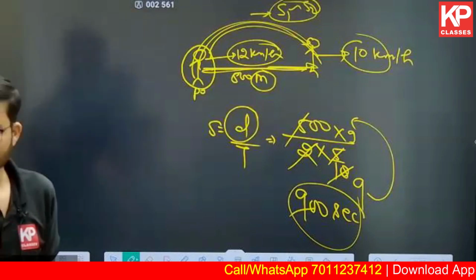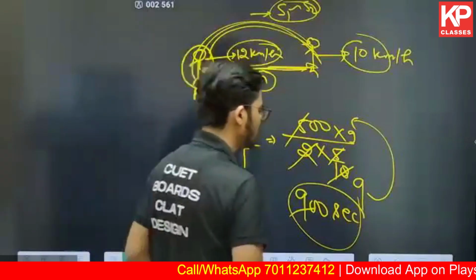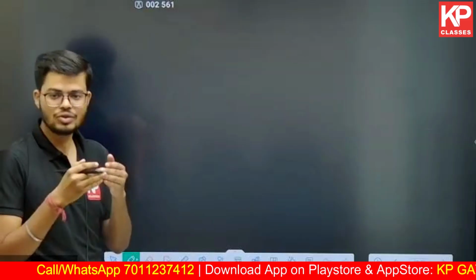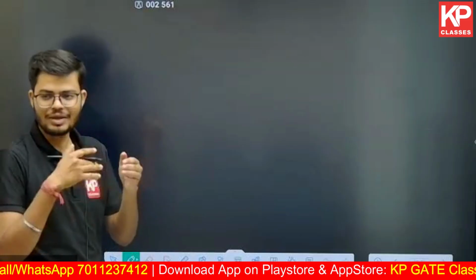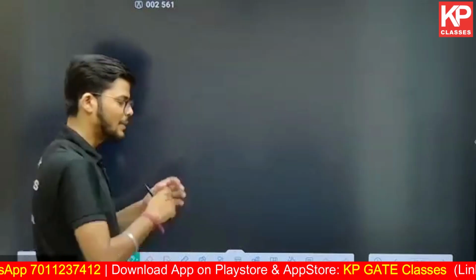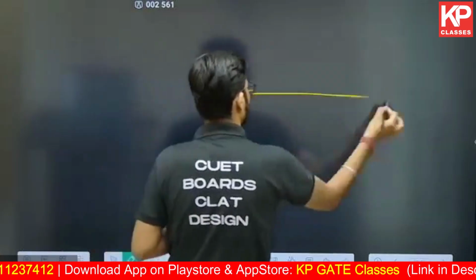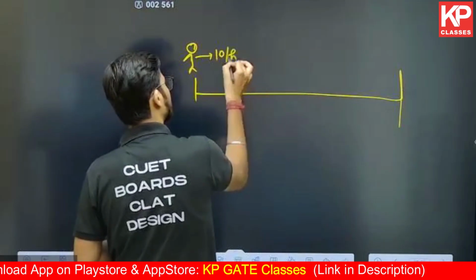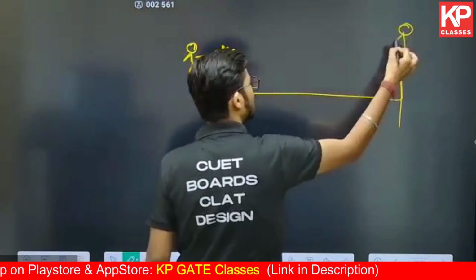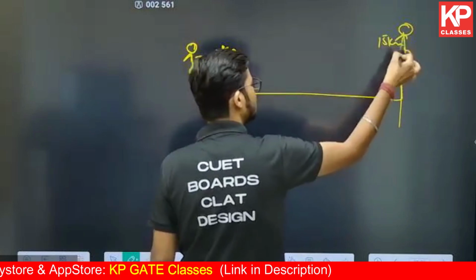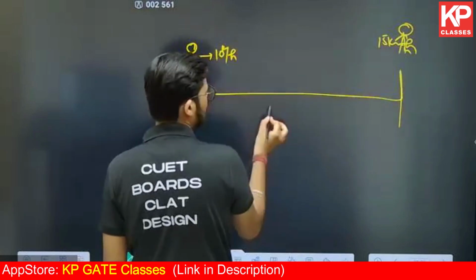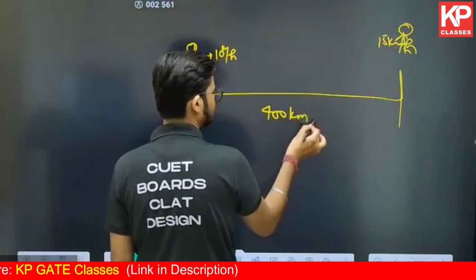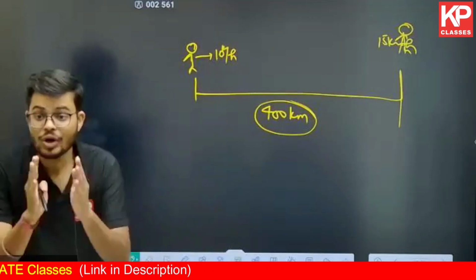If they are running in the opposite direction, what will be the case? First of all, there can be no question on it in case of chasing. In case of police and thief, why would he be running toward the policeman? But it can be asked in other examples. For example, Mr. A is coming at 10 kilometers per hour. Mr. B is coming at 15 kilometers per hour. And the distance between them is, for example, 400 kilometers. At what time will they meet?